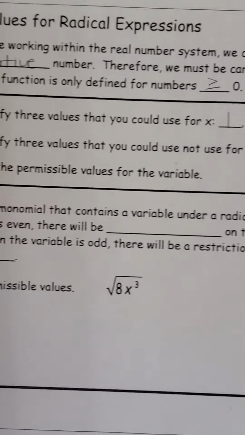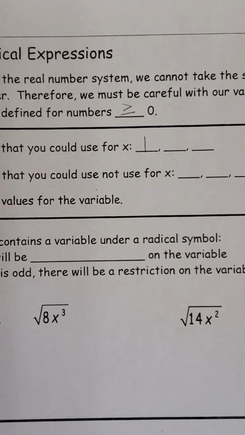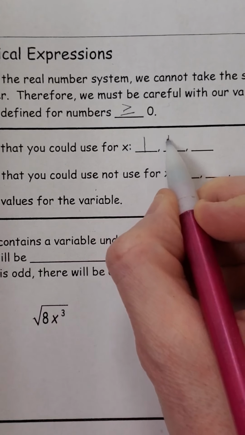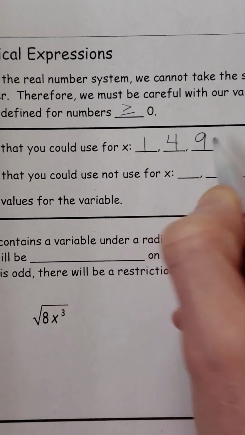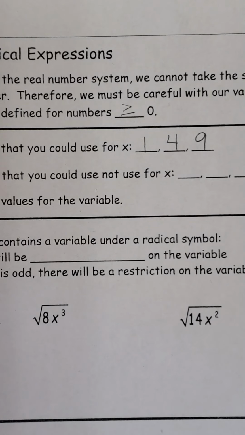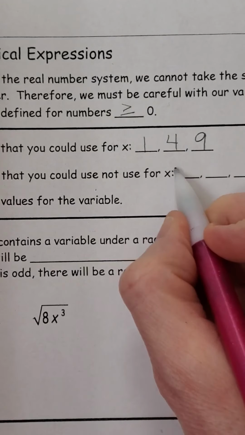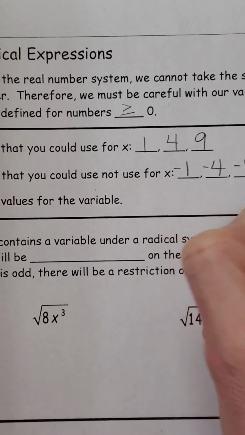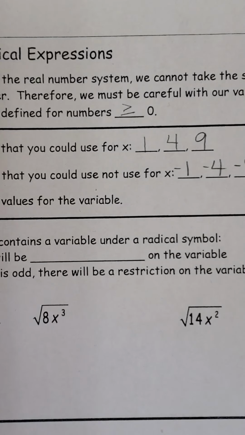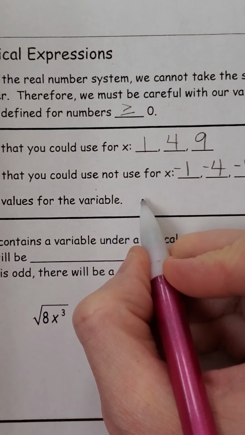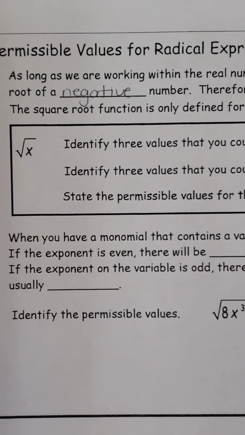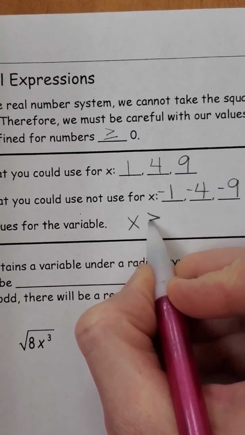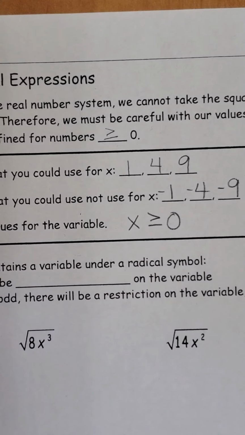What else? Well, we can go with the perfect squares, and we can go 4, 9, or we could go 2, 3, right? It doesn't really matter. What values could we not substitute in place of x? Well, anything negative. So how do we state the permissible values? Well, we know that whatever is underneath the radical symbol must be greater than or equal to 0.